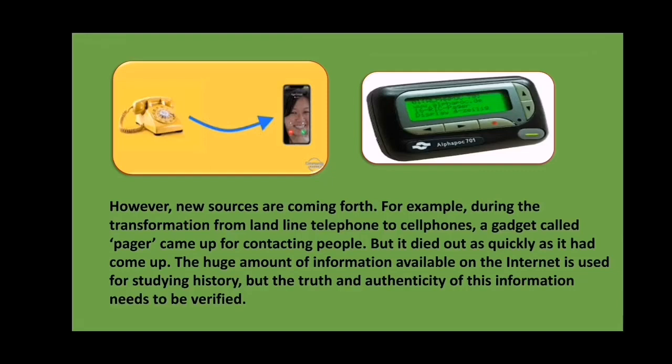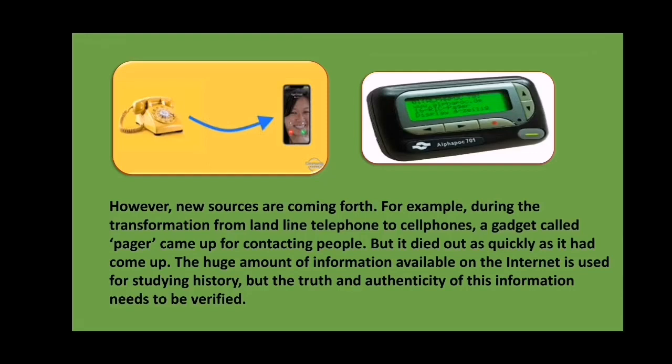For example, during the transformation from landline to cell phone, see in the picture, a gadget called a pager. The pager came up for contacting people. At what time did it come? When we did not have the cell phone. At that time it was very difficult to contact people who were far away or did not have the facility of a landline.